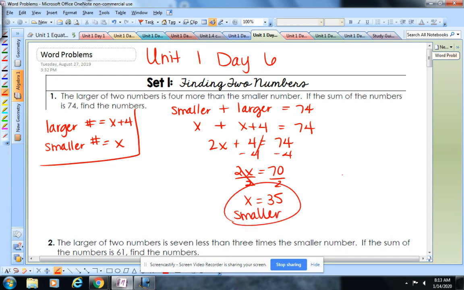So how do I get the larger number? x plus 4. So I'm going to say 35 plus 4 is 39. So the larger number is 39. Please label, label, label. And we did it. And we can check it. How can I check it? Yeah, if I add those together, I better get 74, do I? Yes. So you're going to assign variables and label, solve your equation and label your answers. Okay? Assign variables, label your work, set up your equation and solve it.